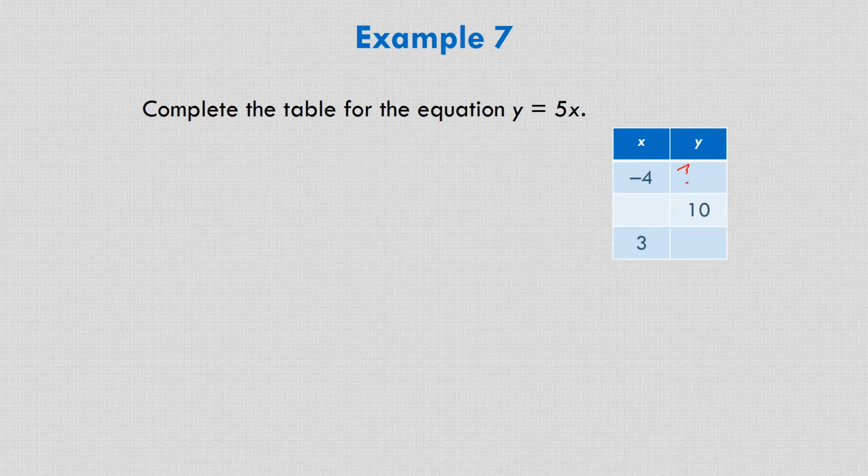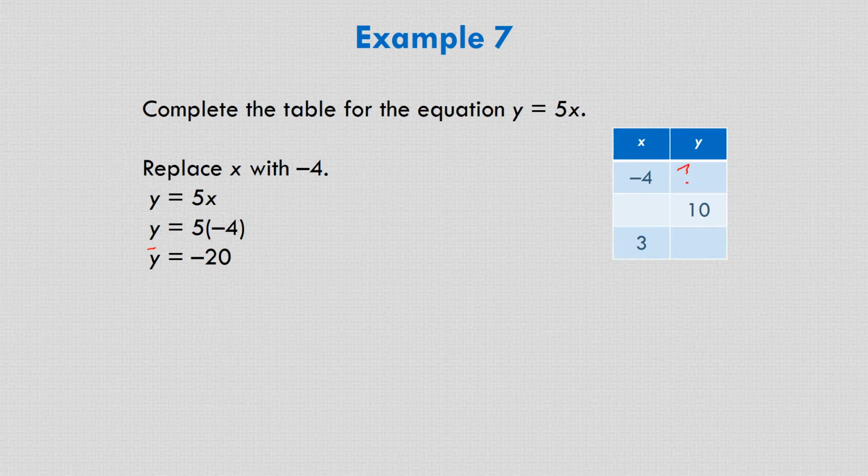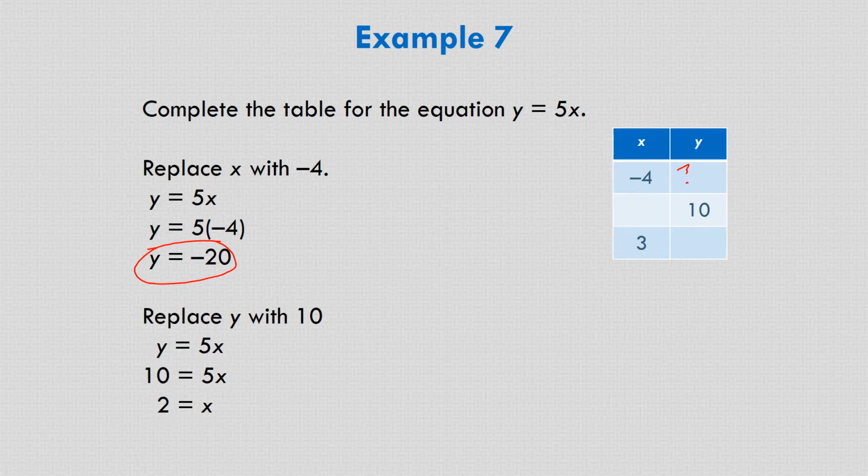That's a weird looking question mark, but go with it. So I have negative 4. I plug it in for my x. And conveniently, y is already by itself. So when I solve for it, whatever I get after I simplify, that's my answer. So I get negative 20. So I'm going to put negative 20 in my table.